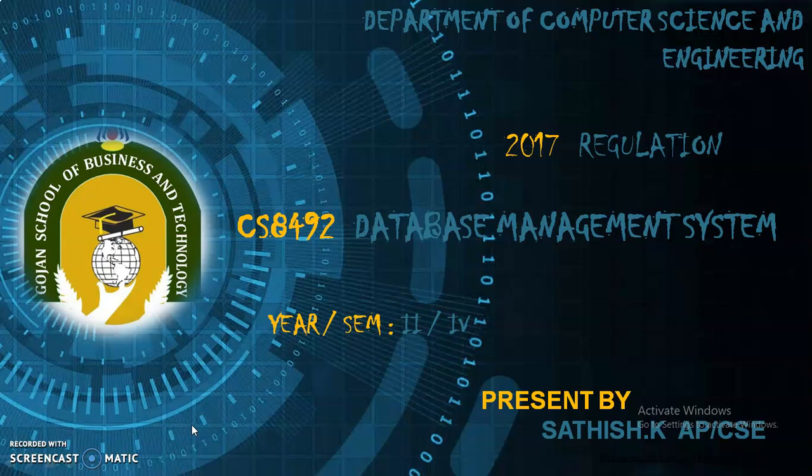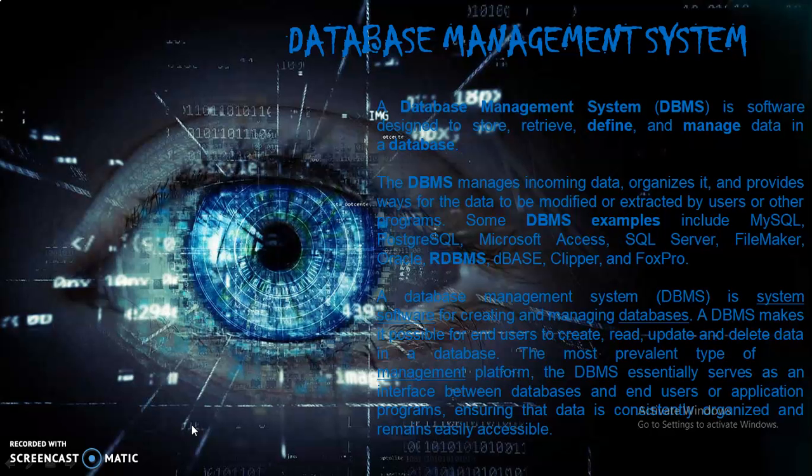The definition of DBMS: a database management system is software designed to store, retrieve, define and manage the data in a database. So it should be software designed for this. We are able to store, and we are able to retrieve, which means accessing. We can define the data and manage the data.